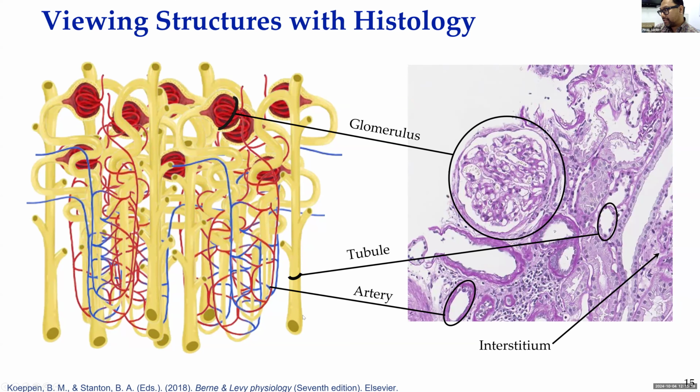Then you have arteries. Remember that a vessel is coming inside, and the blood is flowing through this, getting the filtration, and then the process of reabsorption and secretion happens in the tubule. So this is an artery, and then there is the interstitium. Interstitium is nothing but the open regions between these 3D structures.